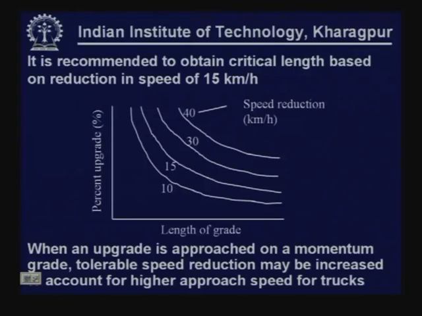So, although earlier a 25 km/h speed reduction was used as a limit for design, based on these findings it is now revised and recommended as 15 km/h. Therefore, it is recommended to obtain critical length based on a reduction in speed of 15 km/h, not 25 km/h.